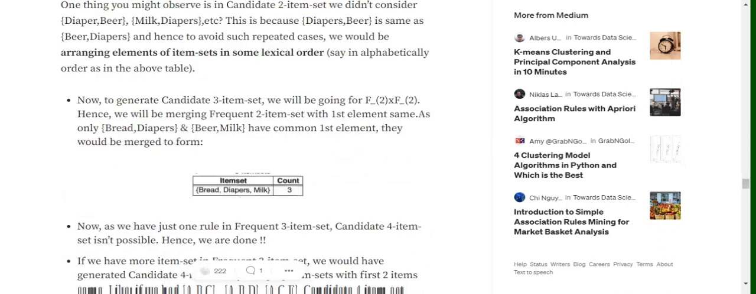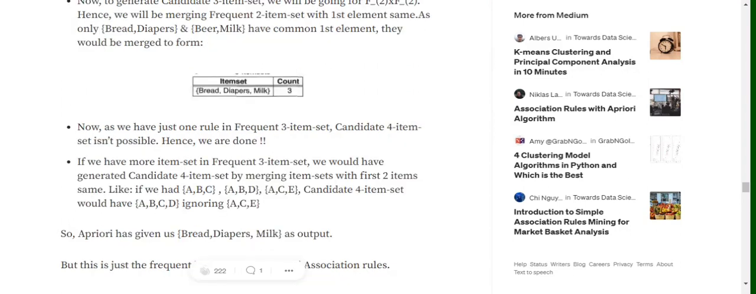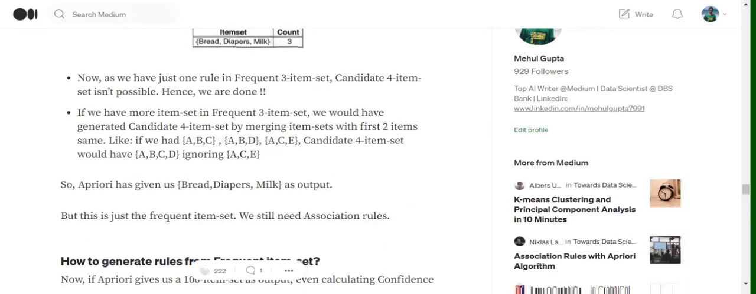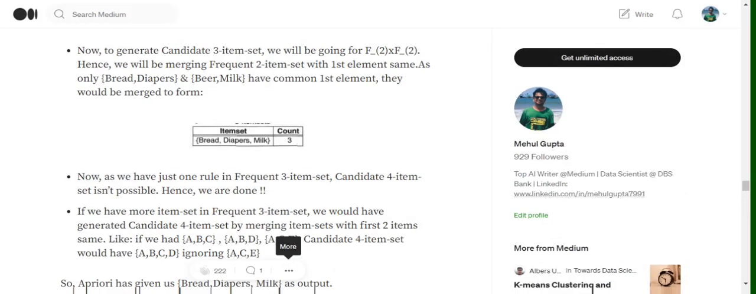Now to generate the 3 item set, we will be going for frequent two item set cross frequent two item set, leading to the formation of bread diapers milk only. Now as a candidate 4 item set is not possible because we don't have enough elements in the candidate 3 item set, for this, using these three elements, we would be creating all the possible combinations that we can have. And this is our frequent item set using the Apriori algorithm.